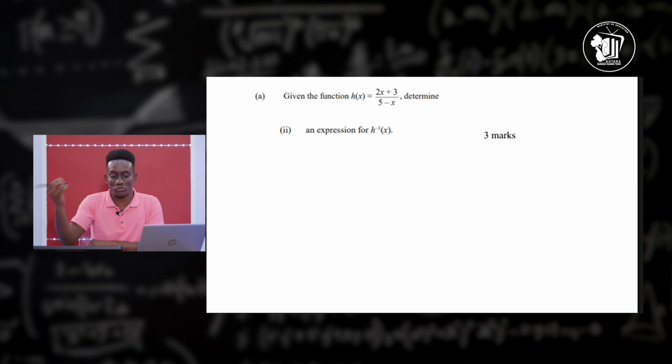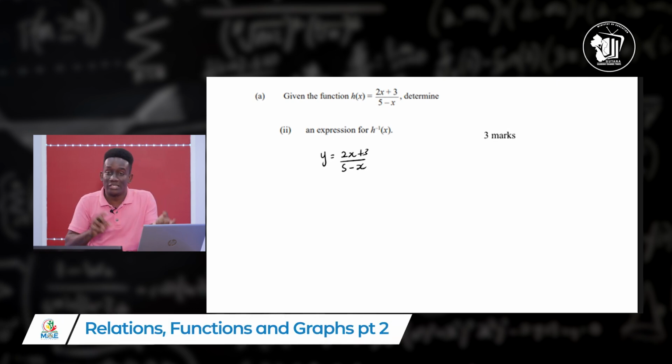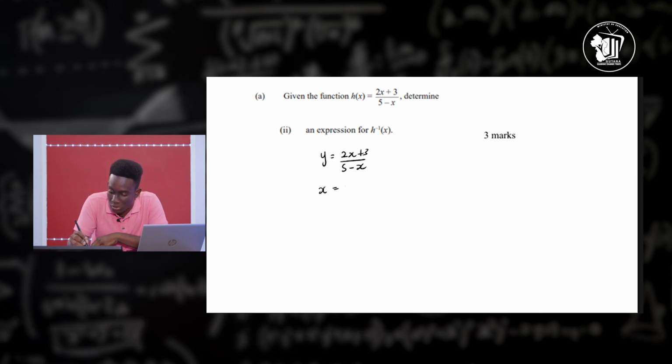The first thing, we go through the normal steps as we do with inverse functions. We replace h of x with y. So instead of h of x, we'll have y is equal to 2x plus 3 all divided by 5 minus x. Then the next step, you interchange the x and the y. Wherever you have y, you'll put x, and wherever you have x, you'll put y. So you'll have x is equal to 2y plus 3 all divided by 5 minus y.